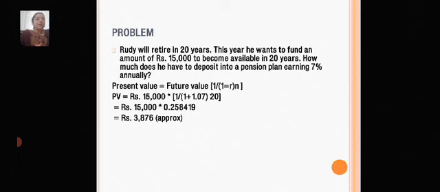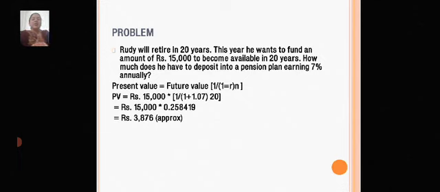Rudy will retire in 20 years. This year he wants to fund an amount of rupees 15,000 to be available in 20 years. How much does he have to deposit in a pension plan earning 7% annually? So what amount does he want to receive? 15,000, and you have to calculate the present value of that: how much he has to deposit in the pension fund plan to get 15,000 after 20 years.